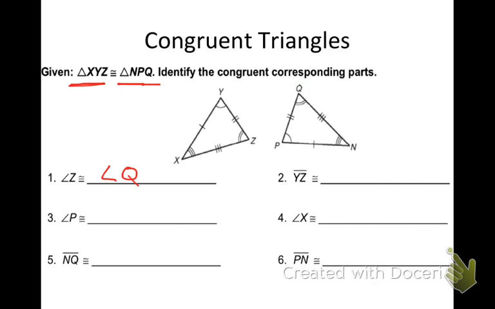Number 2. So number 2 says YZ. So YZ has how many tick marks there? 2. So what is YZ going to be the same as? PQ. Now notice, did we say QP or PQ? PQ, right? Because Y is Z, so we went from the first one, Y had a 1 tick mark, so P to Q, right? So I'm going to go PQ. Nice job.